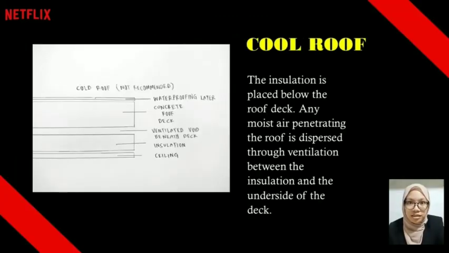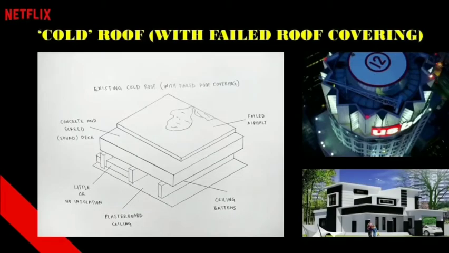So next is the cool roof. The insulation is placed below the roof deck. Any moist air penetration of the roof is dispersed through ventilation between the insulation and the underside of the deck. So here is an example of a cool roof with full roof covering.